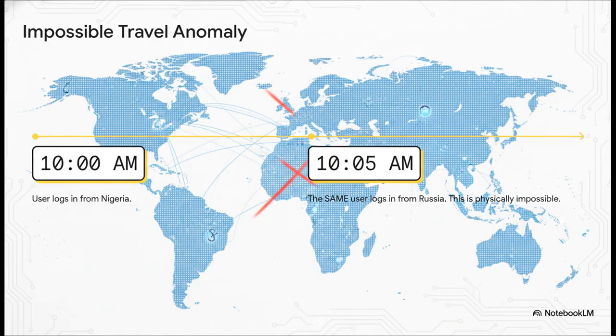And here's a perfect example of what this system can do. At 10 a.m., a user logs in from Nigeria. No big deal. But then, just 5 minutes later, the same user account logs in from Russia. Now, unless they've mastered teleportation, that is physically impossible.